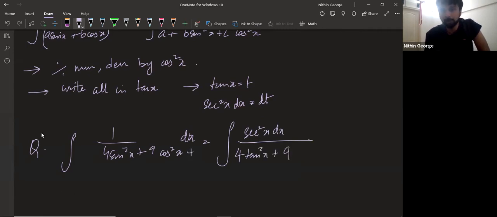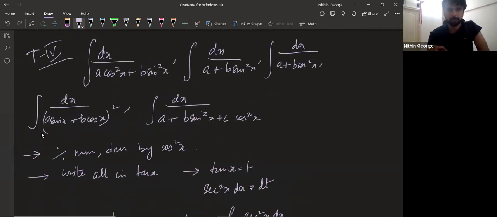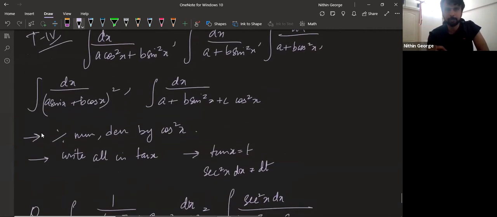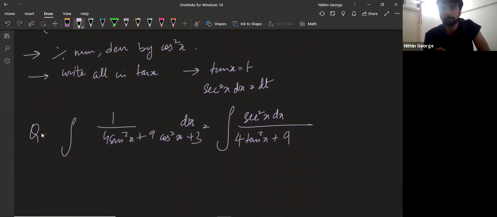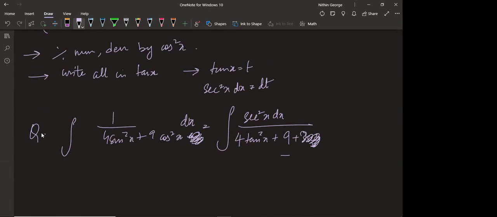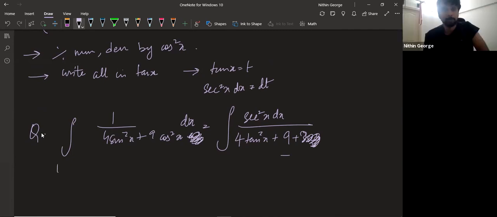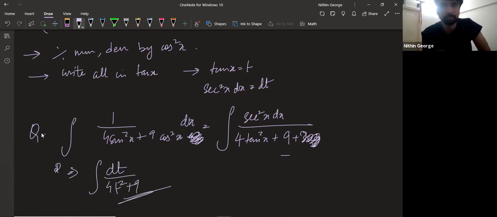Suppose there was a constant term here. I included that case also, right? What will that become? When you divide by cos square x, it becomes sec square x, and write that in terms of tan square x. Sec square x is 1 plus tan square x. Put that there. Understood? Now we put tan x equal to t, and then I get this as dt by 4t square plus 9. From here, you can take care of this.